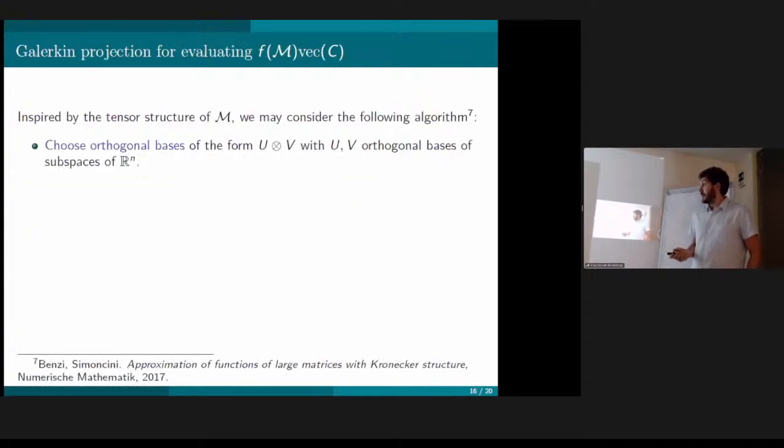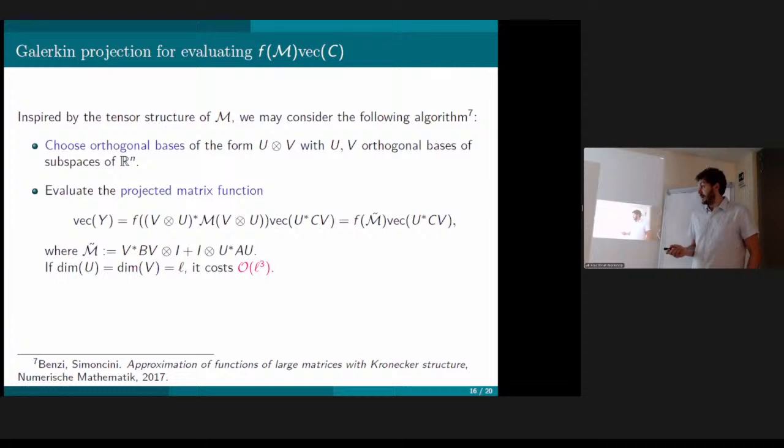So again, in this setting, the point is to project on a subspace, but this time we also choose a Kronecker form for the space we project on. If you are in dimension n squared, you generate two spaces of dimension n, and then you have two bases, u and v, and then you choose all the vectors that are given by the Kronecker product of u and v.